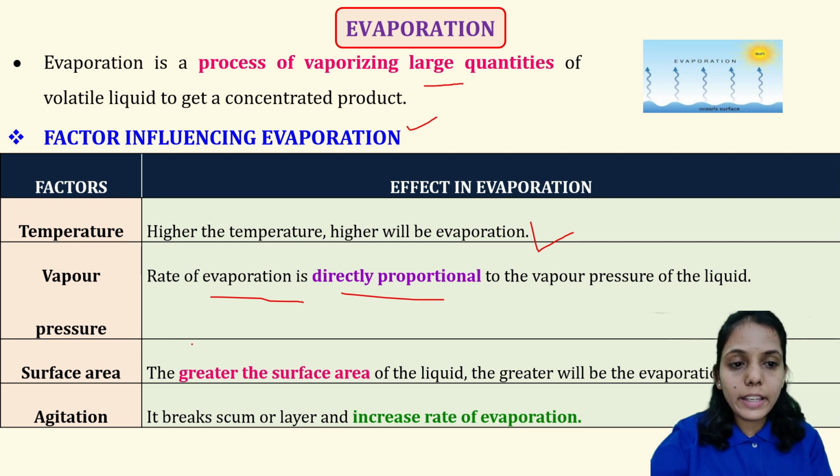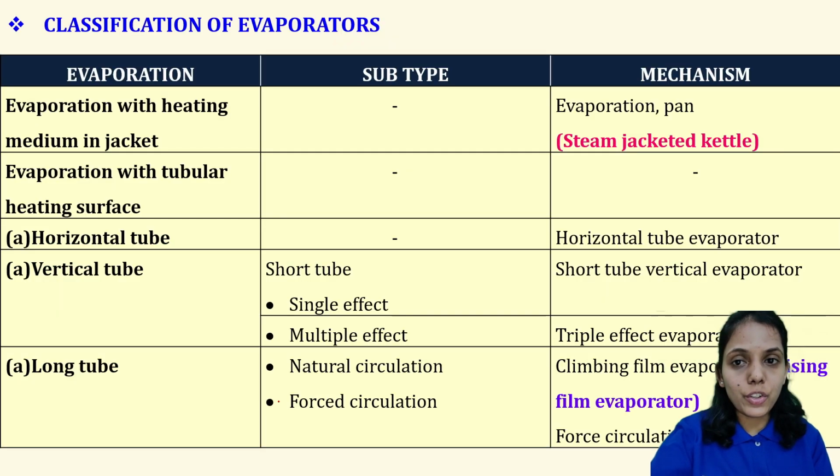Next is surface area. The greater the surface area of the liquid, greater will be the evaporation, because more molecules are exposed to the external surface or temperature. So if surface area is more, the rate of evaporation will also be greater. Agitation breaks the scums or the layers and increases the rate of evaporation. Once it gets saturated, if you are mixing again and again, more area will get exposed to evaporation, and hence agitation or mixing will increase the rate of evaporation.